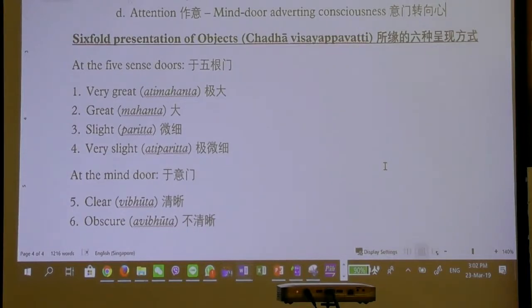But the important thing here: very great, great, slight, very slight, meaning not according to the size of the property, but according to how you are taking the object. Sometimes with sound, listening to the sound, someone can listen very clearly. This is also a very great object. Sometimes you cannot listen clearly. Maybe it is a slight or very slight object. The sound becomes a slight or very slight object.